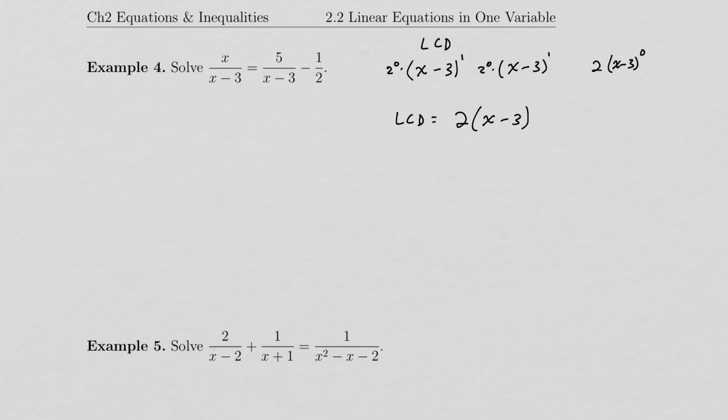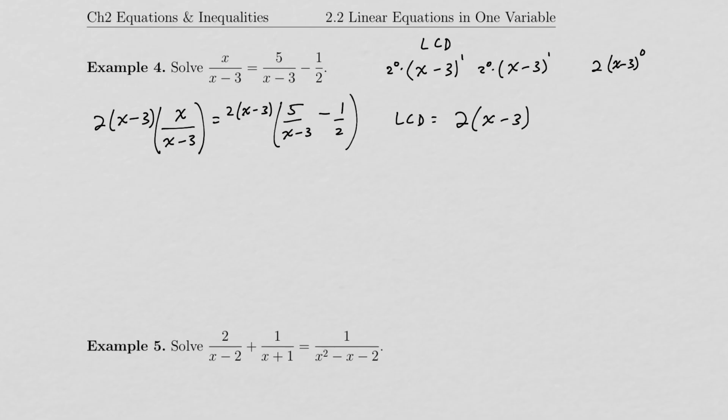Okay, so let's multiply both sides by that. So I have 2 times x minus 3 times the left-hand side, and then 2 times x minus 3 times the right-hand side. Okay, on the left-hand side, if I multiply this, see how the x minus 3's are going to cancel? I'm just going to end up with 2x. And the right-hand side, I have to distribute this. So when I multiply 2 times x minus 3 times 5 over x minus 3, the x minus 3's will cancel, and I'll get 10, right?